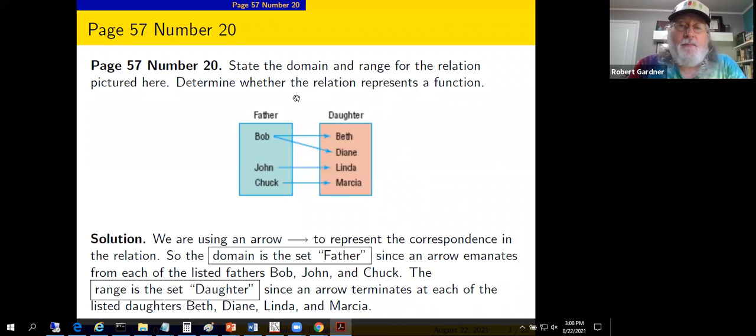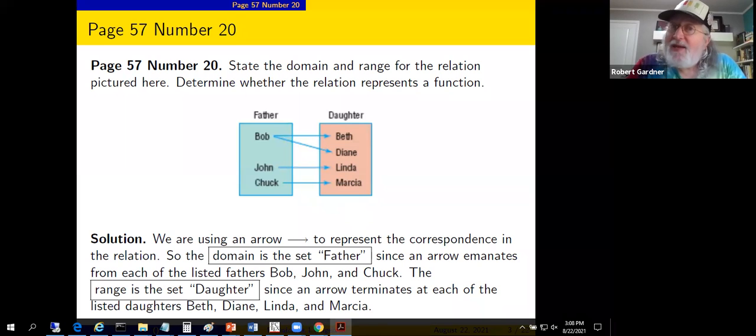All right, they want the domain. Well, all these elements, Bob, John, and Chuck, have arrows emanating from them. So the domain is this whole set, father, as it's labeled. Since an arrow emanates from each of the listed fathers, Bob, John, and Chuck, then that's the domain. The range is daughter, since everything over here has an arrow coming into it. An arrow terminates at each of the listed daughters, Beth, Diane, Linda, and Marcia. So this makes up the range of the function.